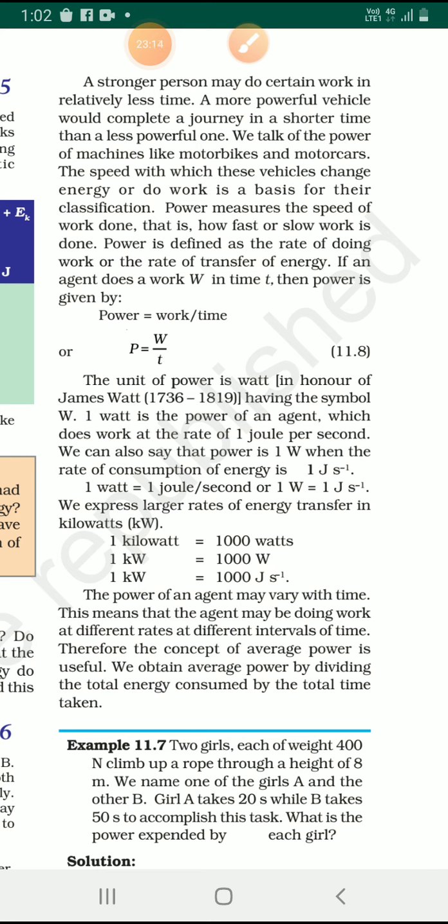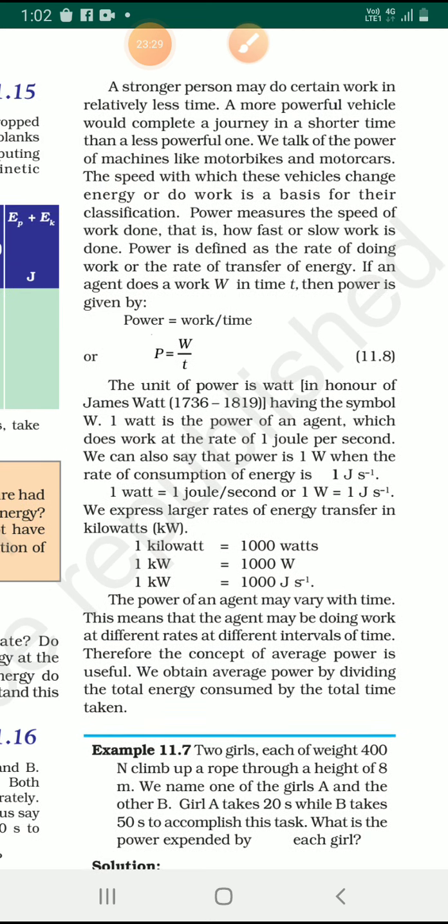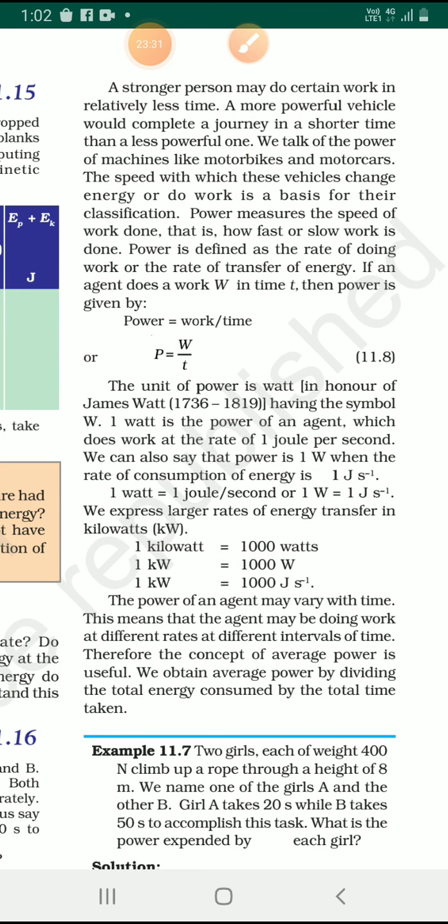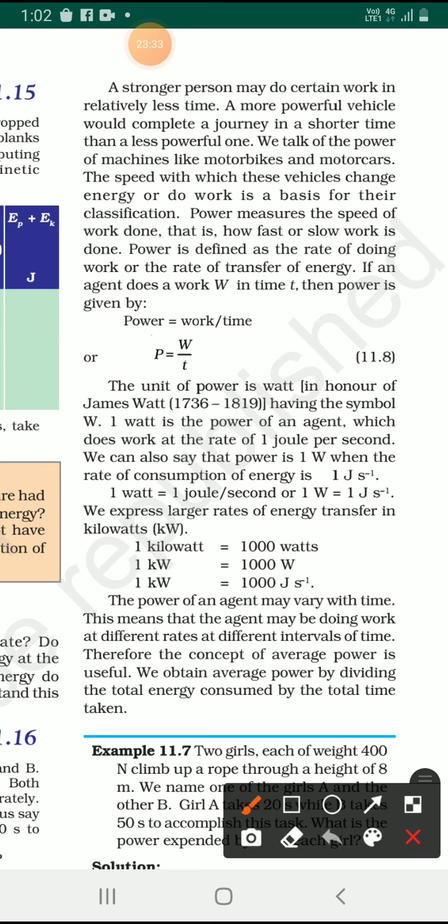Having the symbol W, 1 watt is the power of an agent which does work at the rate of 1 joule per second. We can also say that power is 1 W when the rate of consumption of energy is 1 joule per second. So 1 watt is equal to 1 joule per second. This is very important, remember, for MCQ questions. 1 watt is equal to 1 joule per second, right?